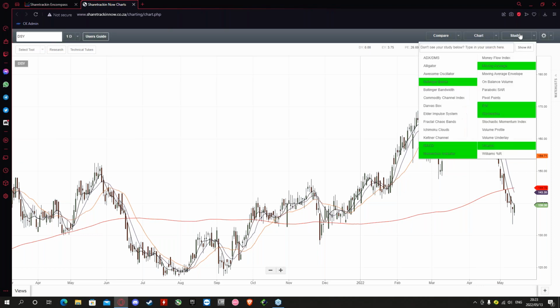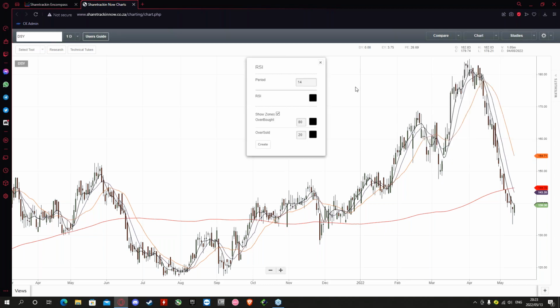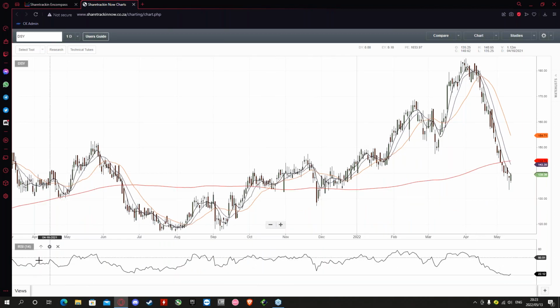All right, so we're going to go and add RSI first because that is our main indicator. RSI, relative strength indicator, would be our main indicator. We're going to change the period from 14 to 3. The reason we do that: if I just click on create, a 14-day RSI is really hard to read. You can't really see where the buying and selling indications are.